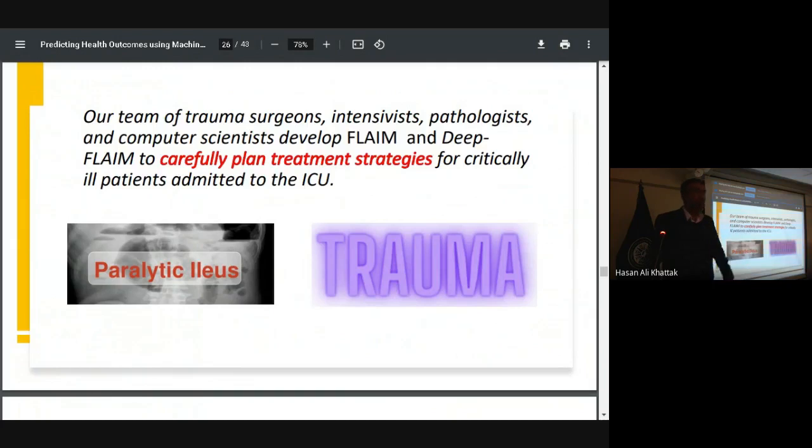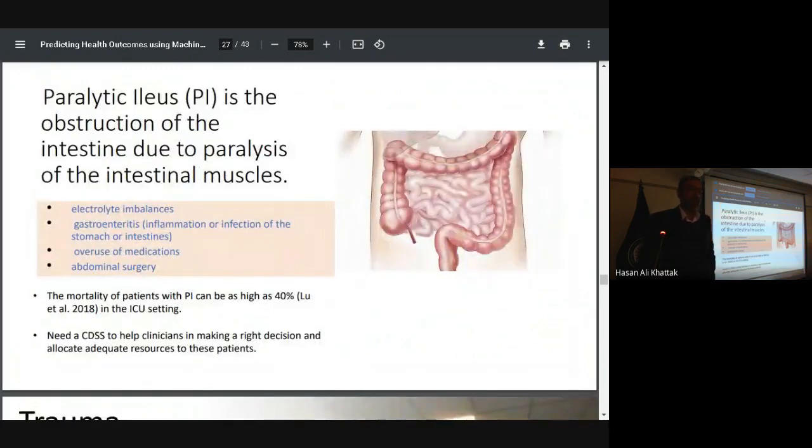Now, just to give you some background, as most of you are computer science students, paralytic ileus is the obstruction of your intestine due to paralysis of the intestinal muscle. It could be due to several factors, like electrolyte imbalance, gastroenteritis, overuse of medication, especially antibiotics, or abdominal surgery. What we have noticed is that the mortality of patients with paralytic ileus can be as high as 40% in the ICU setting.